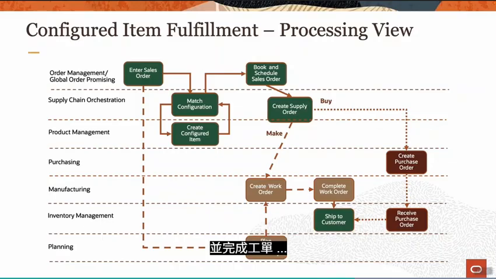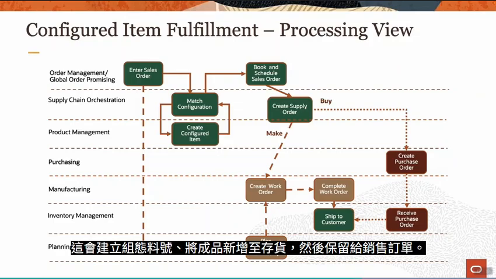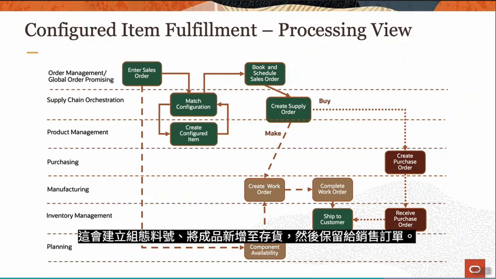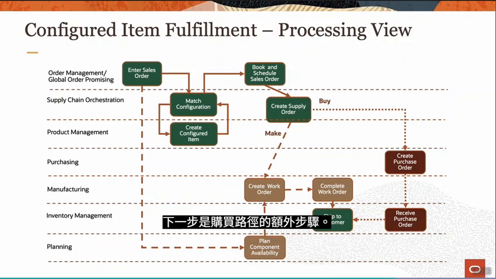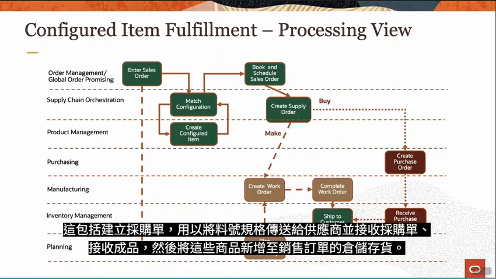Next are the additional steps for the buy path, and these steps appear in dark red. That includes create purchase order, item specifications to the supplier, and receive purchase order, which receives the finished goods and then adds them to the warehouse stock for the sales order. As a note, this process also supports change management. In the next upcoming topic, we'll discuss how you set up a configure to order. Let's get started.